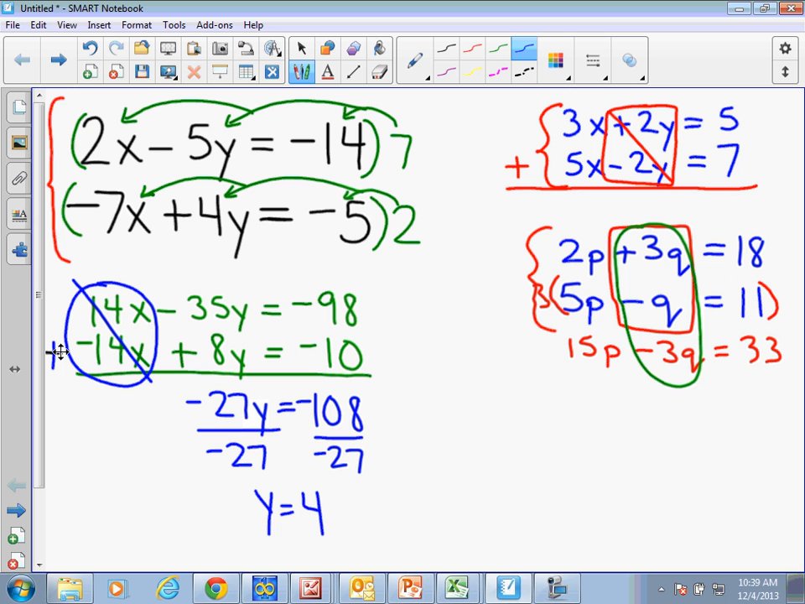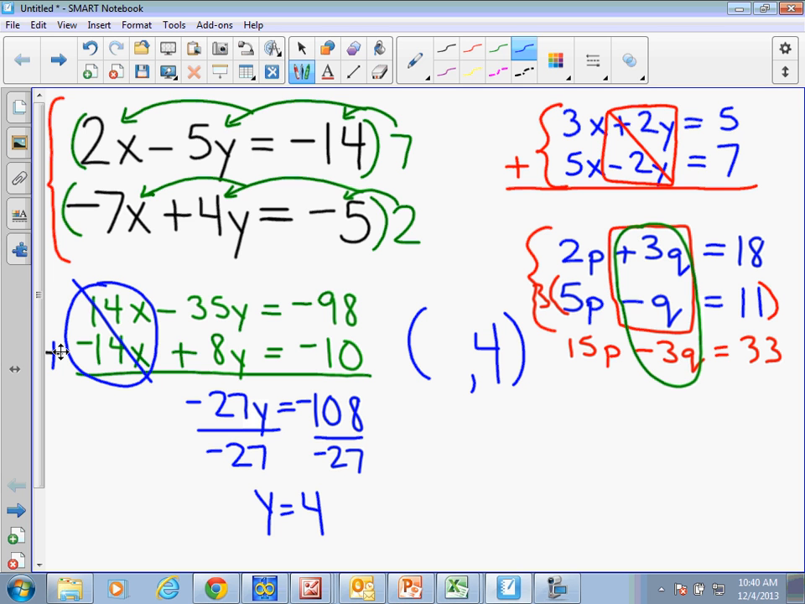Now again, remember my answer is an ordered pair, so I've only found half of my result. So I have the 4, but now I need to find the x value that pairs with it. To find the x, remember we go back to the original system and we pick one of the equations to substitute the 4 in for y. So I'm going to choose the top equation.